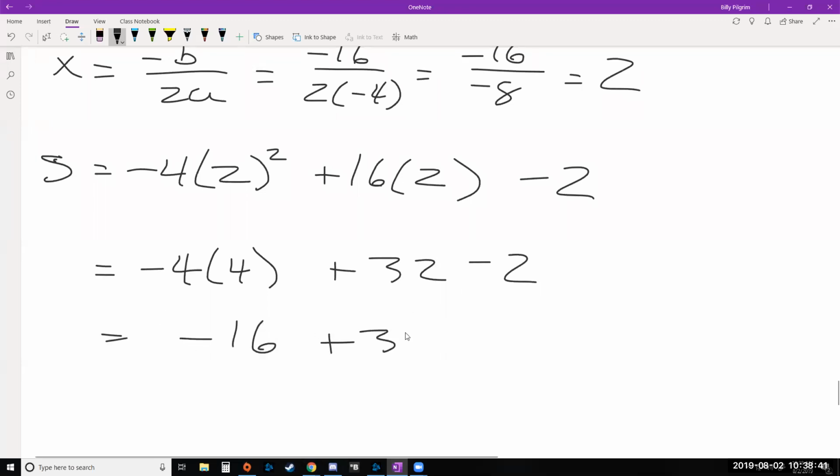I'm just going to leave it like this for a sec. Okay, so this is what we're computing. Negative 16 and 32 will just give us 16. 16 minus 2 is 14. So we end up with 14.